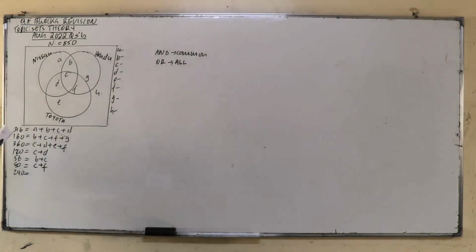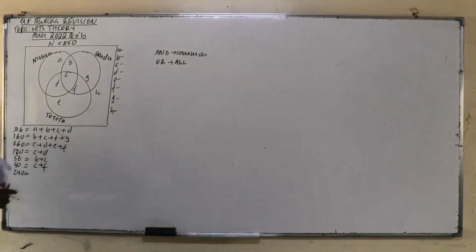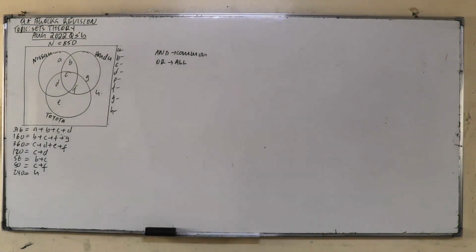And then 240 residents did not own any of the 3 brands of vehicle. Did not own any of the 3, and that's H. So 240, that's our H. Required: present the above information in a Venn.